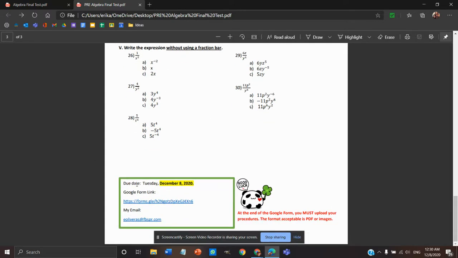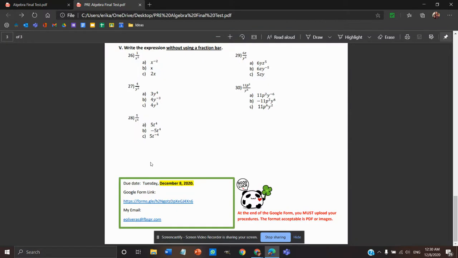At the end of the test, you're gonna have your due date. That means that you're gonna have the whole day for that. You're gonna have a hyperlink for your Google form. You can just press it and go to your Google form. And my email in case you need to send me anything. If you had any troubles uploading your exam or anything, you can also send it to my email. But again, I do prefer for you to do it on your Google form because if you do this on your Google form, it will be automatically graded, and it's gonna send you an email with your grade.